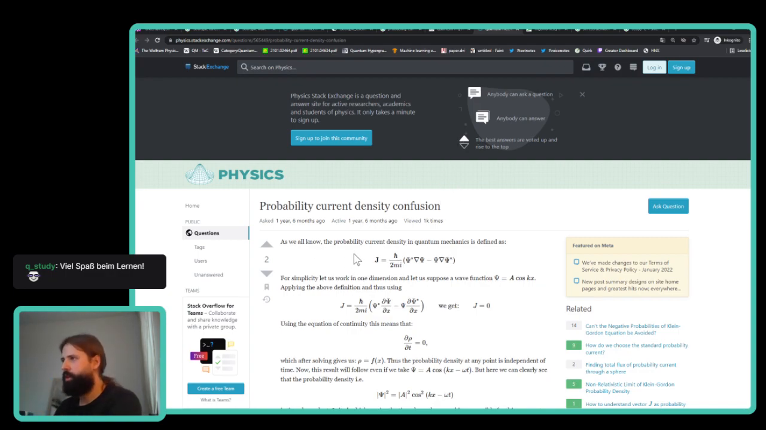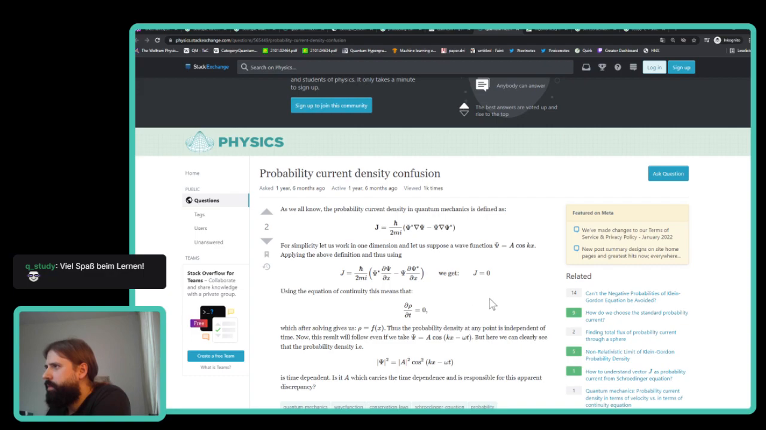As we all know, the probability current density in quantum mechanics is defined like this. So it's psi conjugate times this. For simplicity, let's work in one dimension, and let's suppose that the wave function is A times cosine kx. So then, what is this equation of continuity? Yeah, j equals 0, exactly.